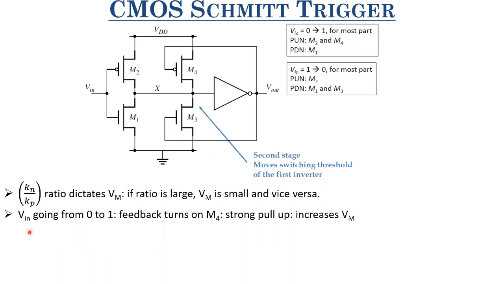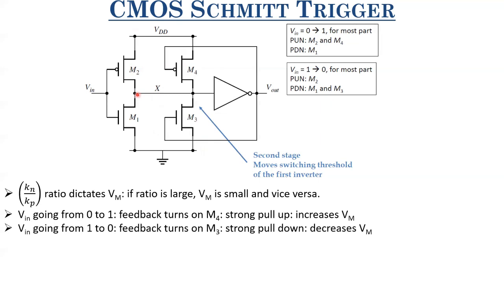First, the case when Vin is going from 0 to 1. When Vin is 0, node X is at 1, and Vout is also close to 0. When Vout is close to 0, this is turned off, this is turned on, and node X is charged with the help of M2 and M4 in parallel, and M1 is the only thing which is discharging. Since M2 and M4 both are pulling this node up, your pull-up network is stronger, and as such your VM will increase. So going from 0 to 1, you will have a larger VM for the circuit as compared to VDD by 2.